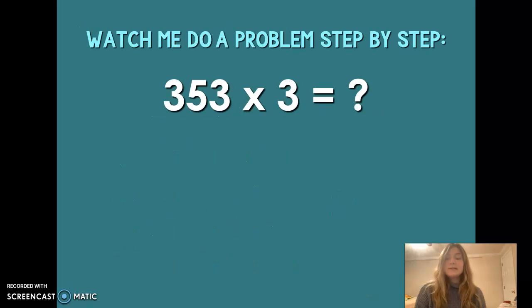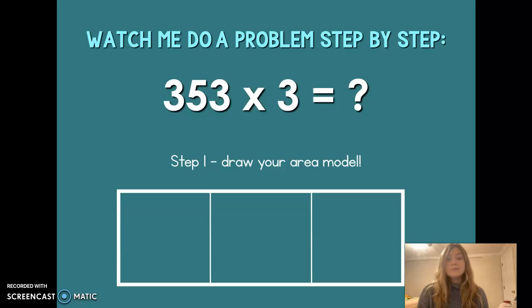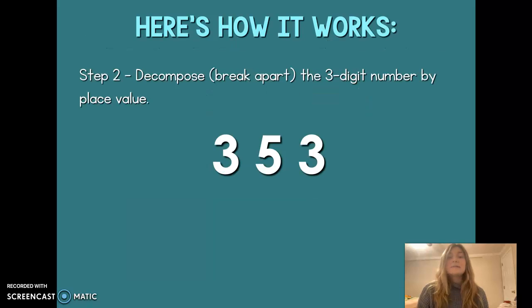So now we're going to get into multiplying 3 digits by 1 digit. So my problem that we're going to do to start is 353 times 3. Step 1 is that I need to draw my area model. So here is my area model. You may recognize this because we did this with 2-digit numbers, but instead of there only being 2 boxes, there are now 3.